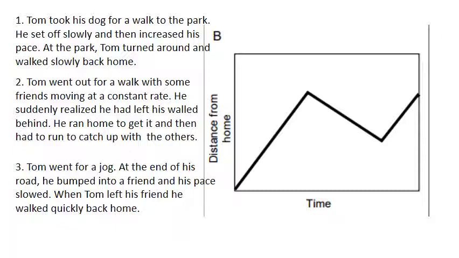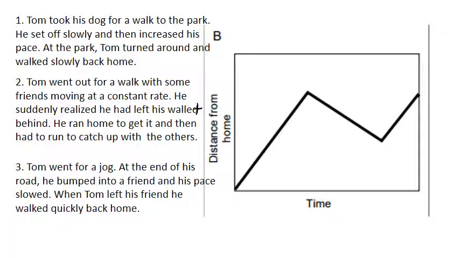I'm going to read through them all and then try and pick which one you think it is, and then I'll tell you which one it will be. Tom took his dog for a walk to the park. He set off slowly and then increased his pace. At the park, Tom turned around and walked slowly back home. Tom went out for a walk with some friends, moving at a constant rate. He suddenly realized he had left his wallet behind. He ran home to get it and then had to run to catch up with the others.